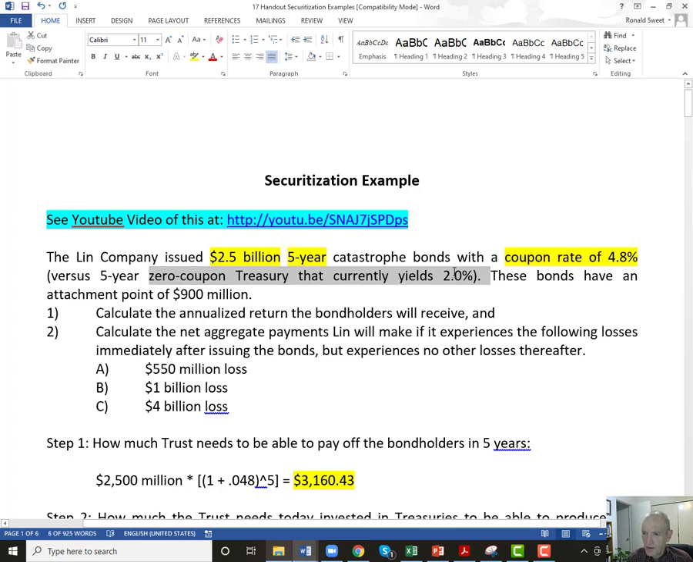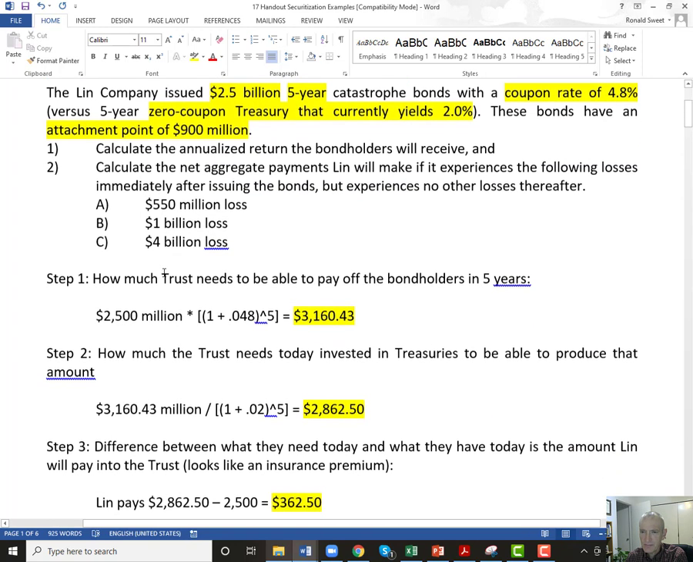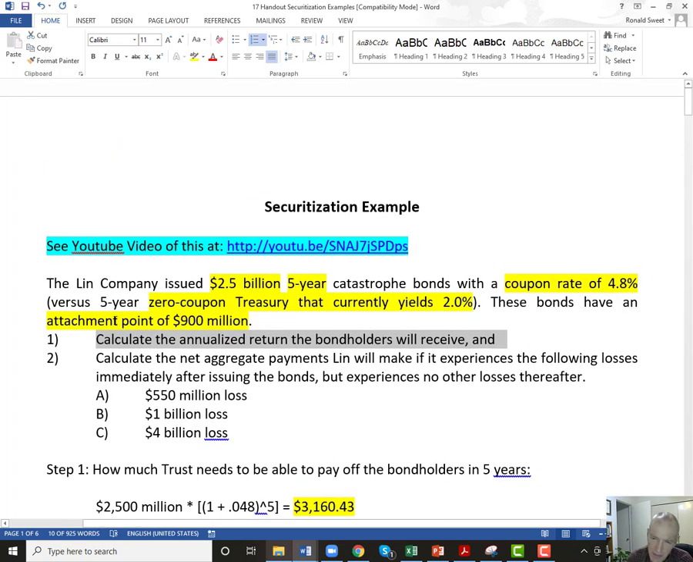Now, why am I doing zero coupon bonds? You'll see, I'm just simplifying it. And then the attachment point is 900 million. So that's all the data we need to be able to do this problem. So 1, 2, 3, 4, 5 pieces of data: 2.5 billion, 5 as far as time, 4.8%, 2%, and 900 million. So what you have to do in this problem is tell me, what did the bondholders get? The people loaning the $2.5 billion.